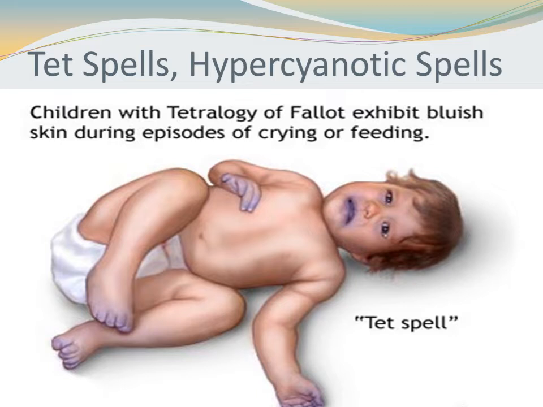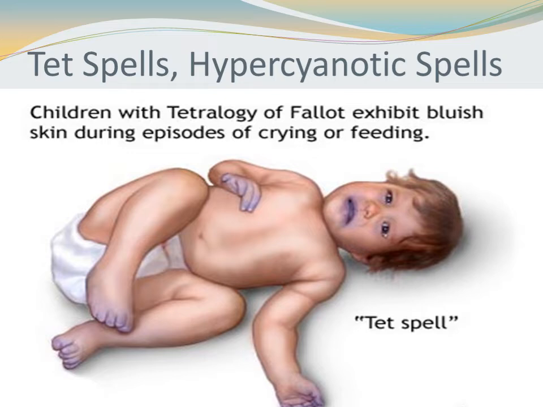Other cyanotic congenital heart diseases where there is restricted pulmonary blood flow also develop hypercyanotic spells. The primary pathophysiology of these TET spells is that systemic vascular resistance is decreased by dehydration or shock or sepsis or some other reason, and now blood is shunting from the right side of the heart to the left, and this deoxygenated blood is going to the systemic circulation and causing cyanosis.